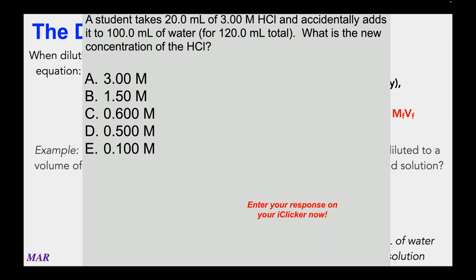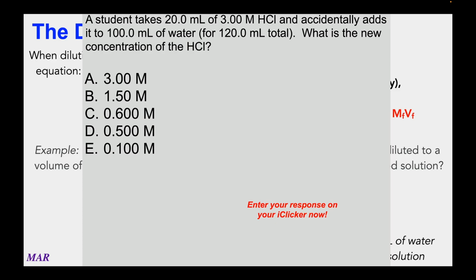Here's an example where a student took a 3.00 molar HCl solution, 20 milliliters of it, and they accidentally, or perhaps intentionally, hard to say, added it to 100 milliliters of water. So the total volume, which is, by the way, what you want in V2, is 120 milliliters. So the question is, what's the new concentration of the HCl? So in this case, V1 is 20.0 milliliters. C1, the initial concentration, is 3.00 M.